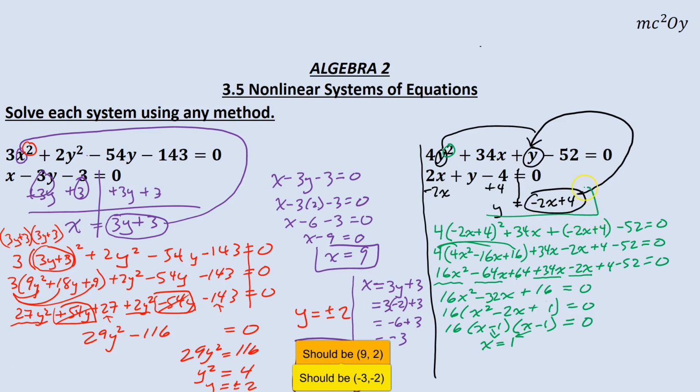Which means to find y, I just use this equation right here. Okay, well if x equals 1, I know y equals negative 2x plus 4, or it equals negative 2 times 1 plus 4, or negative 2 plus 4, which is 2. Y equals 2, which means I have the ordered pair (1, 2). Only one solution here. There, got it.